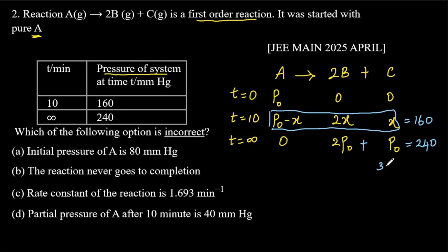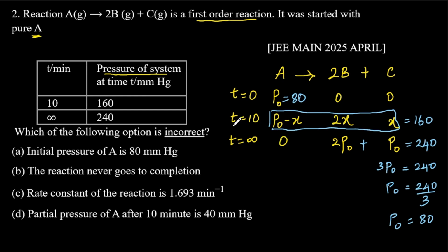From this we can find P naught. 3 P naught equal to 240. P naught equal to 240 divided by 3. So the value of P naught is 80. So the pressure exerted by A, P naught, is 80 mm of Hg. So we found out the value of P naught.